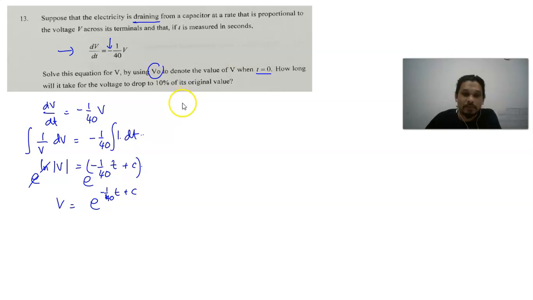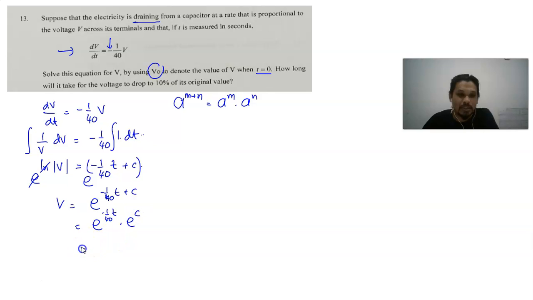Please refresh our lesson from semester 1, chapter 1, indices: A to the power of m plus n equals A to the power of m times A to the power of n. Still remember that? Okay, so then let's apply this here, which is e to the power of negative 1 over 40 t multiplied by e to the power of c, and simplify this as A e to the power of negative 1 over 40 t. So let's note something here with A equal to e to the power of c.